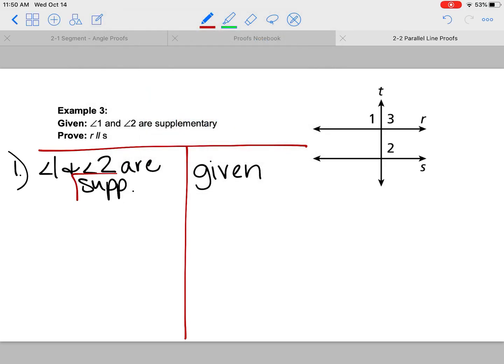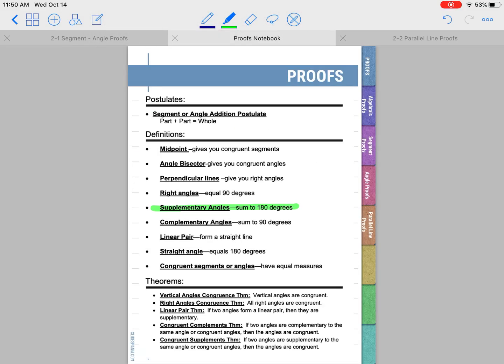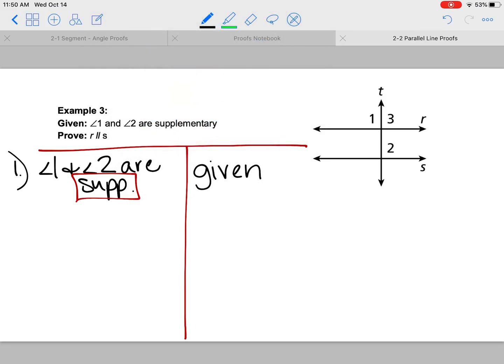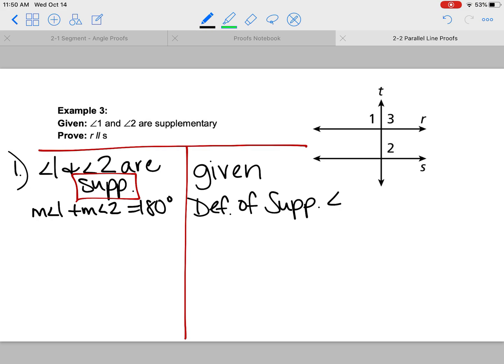Now on step 1, they did spell a word out. So if we go to our definition here, we can see if they talk about supplementary angles, sum to 180. So we need to make that statement next. So we could say the measure of angle 1 plus the measure of angle 2 equals 180 degrees, and that's because of the definition of supplementary angles. Okay, so we now know that.